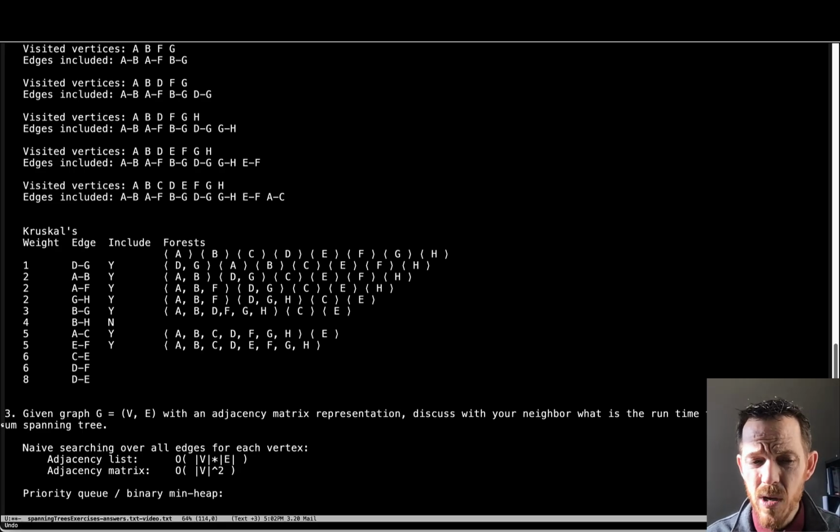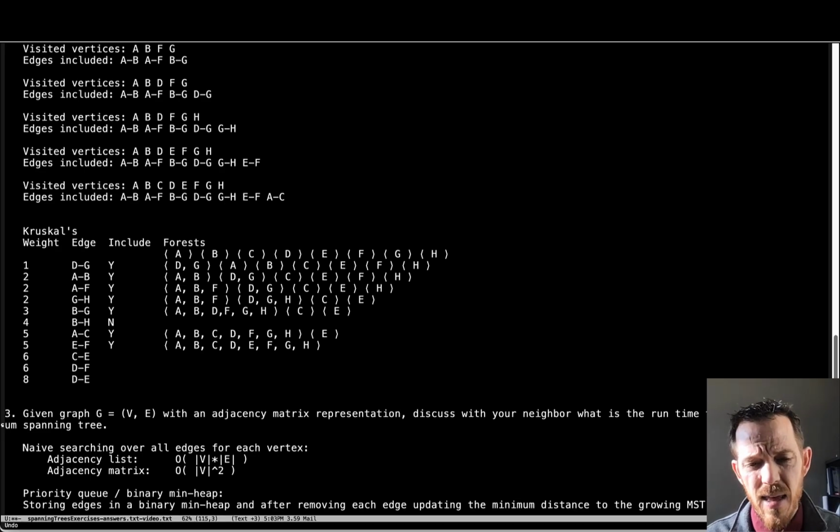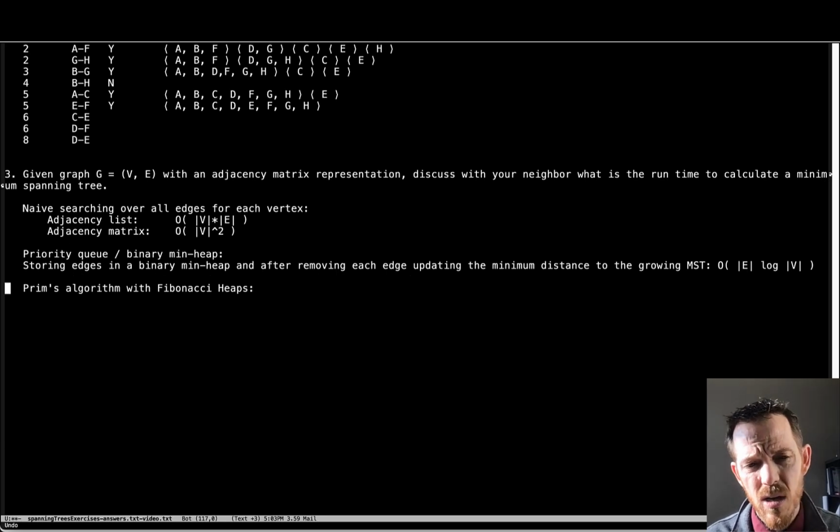We could do something better though. We could use a priority queue, a binary min heap, for example, and then if we store the edges in a binary min heap and then remove one and update the minimum distance to our growing minimum spanning tree, then we can get that down to big O of E times log of V. But that's not all. We can do even better. If we're using Prim's and we're employing Fibonacci heaps, we can get that down a little bit lower to E plus V times log of V.